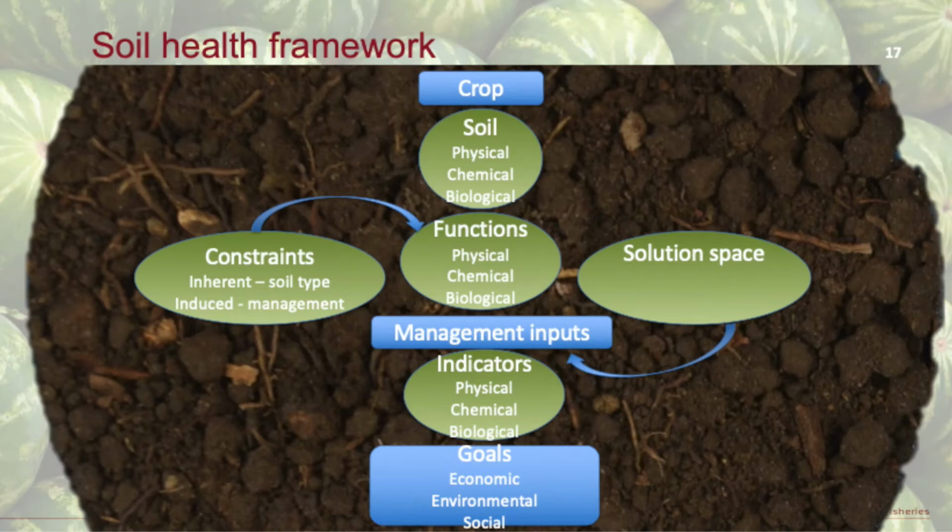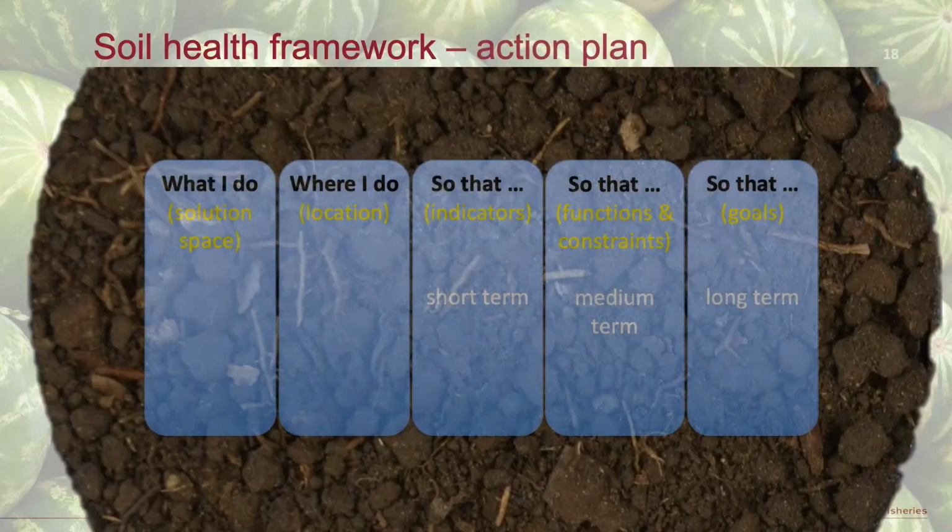As I've discussed, we have our crop, melons in this case, which we grow in soils that we want to perform specific functions to sustain production. However, there are constraints to soils delivering these functions. We can overcome these constraints through management and developing soil health solutions. We can then use indicators to determine if the management we have implemented is having an impact, or if we need to rethink our soil management and work towards our long-term goals of production and sustainability.